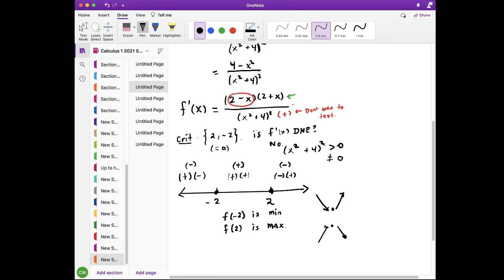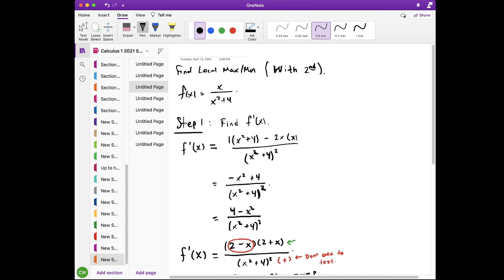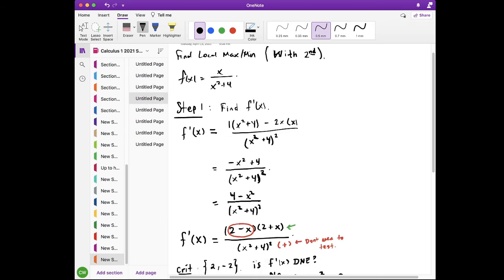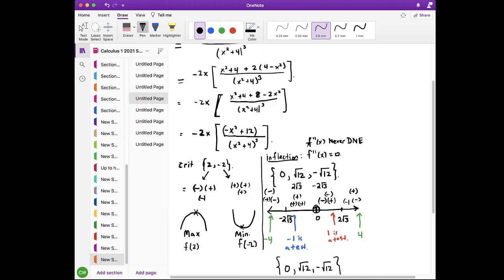So I think that's probably a good strategy: if the question wants you to find the max and min and the inflection points and stuff, you might as well just go right to the second derivative test because you need to do that anyway.